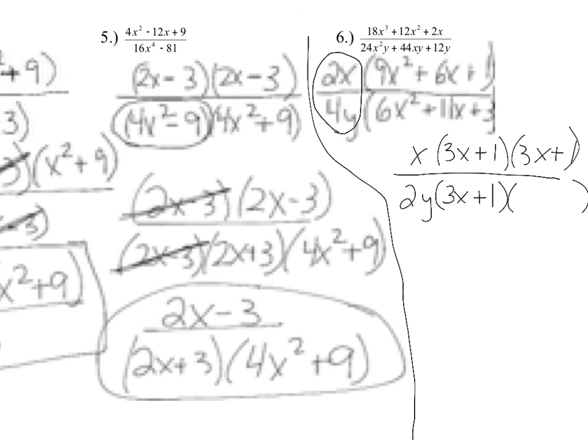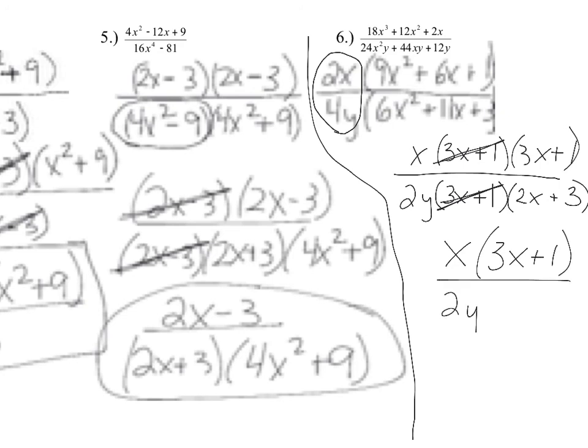So when I go to break up 6x squared, I'm going to do 3x and 2x. And when I go to break up the 3 at the end, I'm going to do 1 and 3. And the reason I'm going to do 1 with the 3x plus 1 is because I already have a 3x plus 1. So now let's check my inners and my outers, right? My inners here give me 2x. My outers give me 9x. And 9x and 2x does give me 11x. So I factored it correctly. The 3x plus 1s will cancel out completely. And on the top, I'm going to be left with an x times 3x plus 1 over 2y times 2x plus 3.